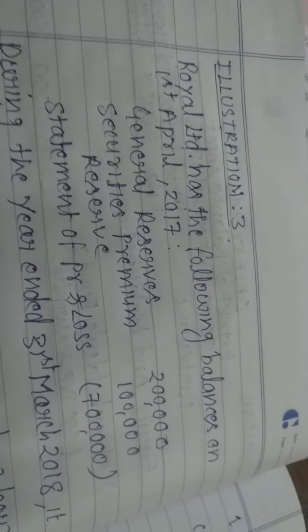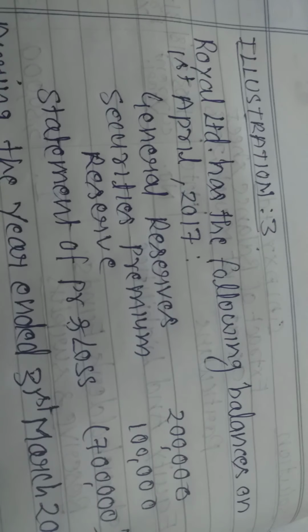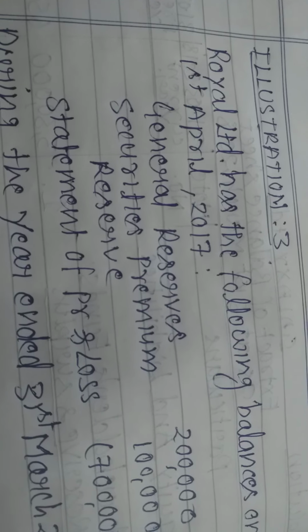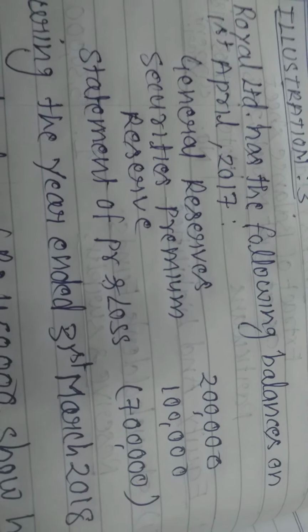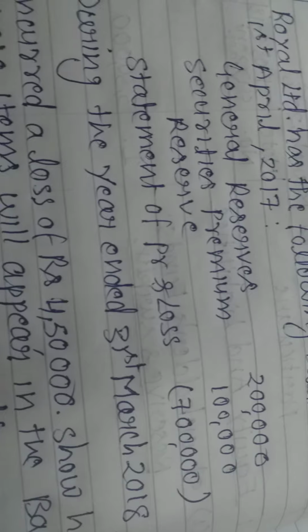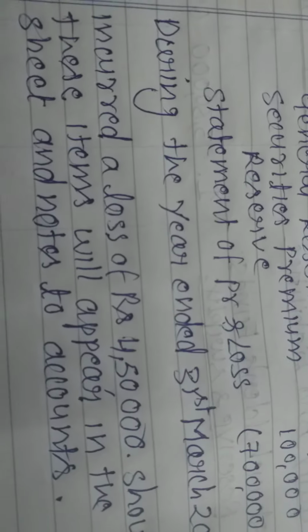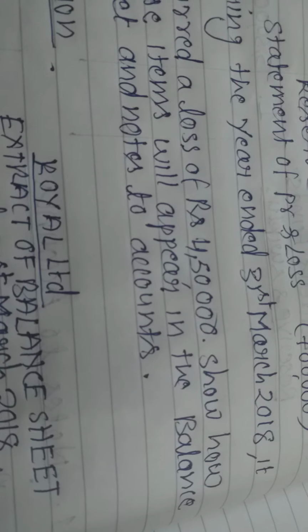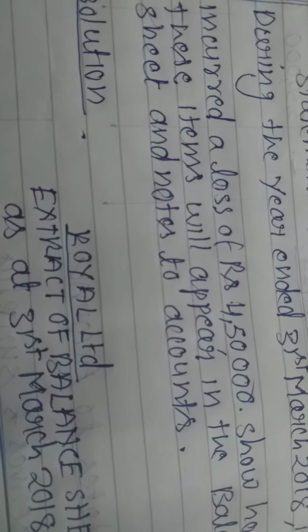Now we will move forward to our next example, illustration number 3. Royal Limited has the following balances on 1st April 2017: general reserve, security premium reserve, and statement of profit and loss, that is rupees 7 lakh. During the year ended 31st March 2018, it incurred a loss of rupees 4,50,000. Now show how these items will appear in the balance sheet and notes to account.